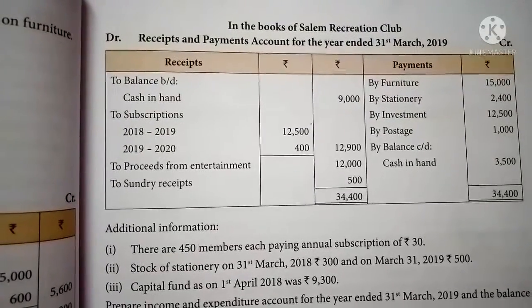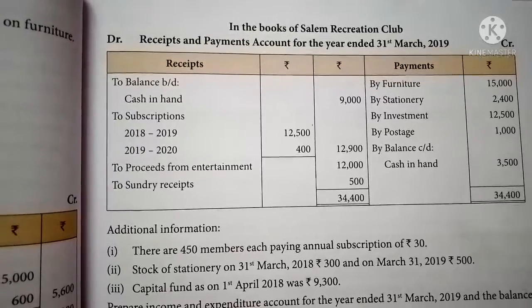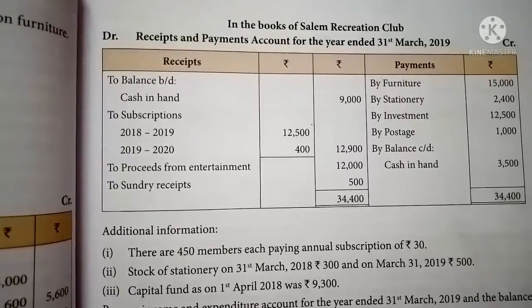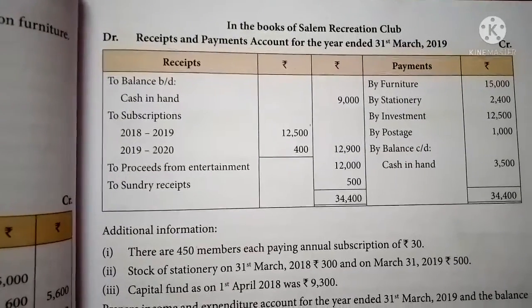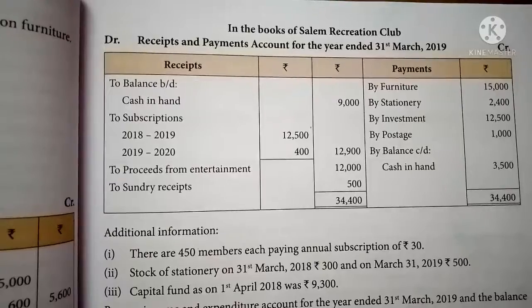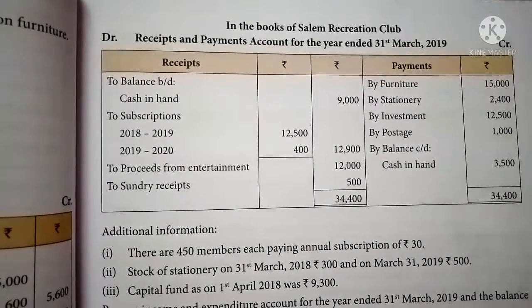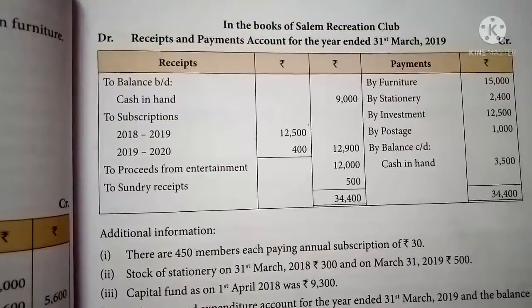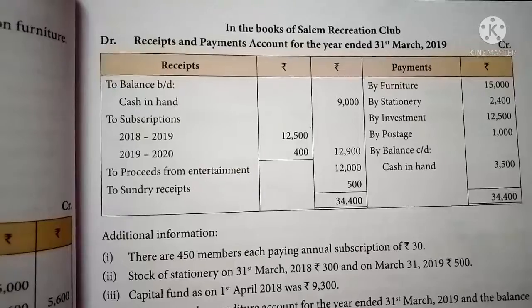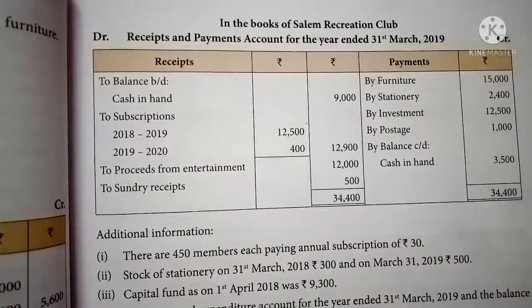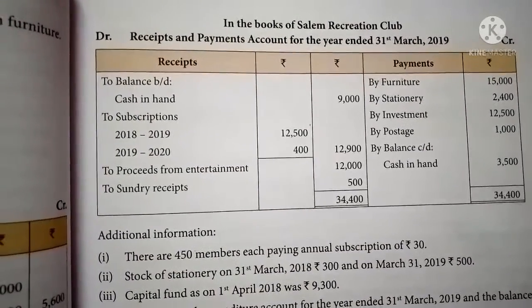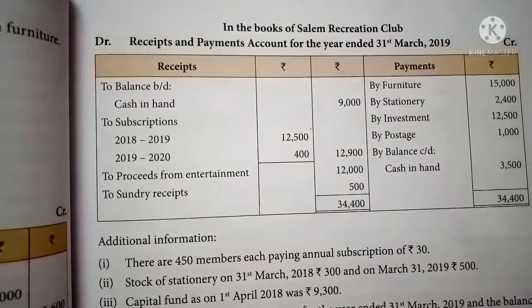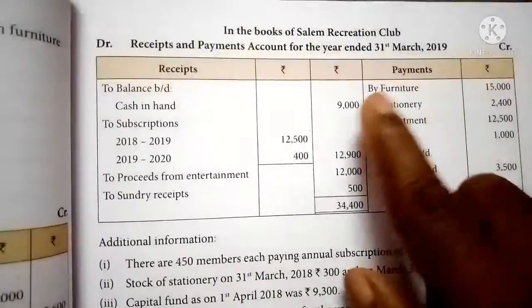In this example sum, they are asking to prepare income and expenditure account and balance sheet. So receipt and payment account is given in the sum. From the receipt and payment account, first opening balance is given, cash in hand 9,000. Subscription, 2 years subscription is given, 2018 to 19, 12,500, 19 to 20, 400. It is a sum for the year 2019, March 2019.